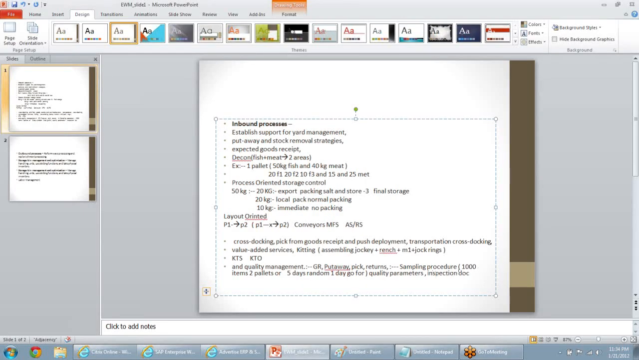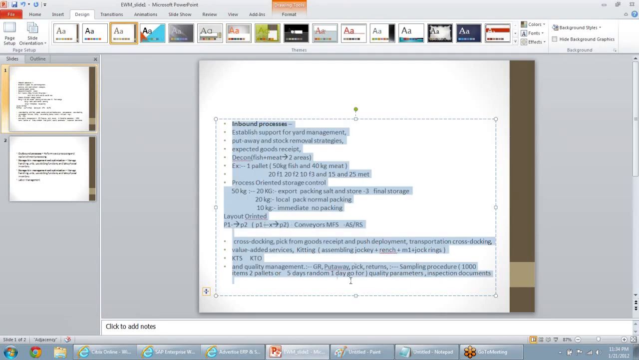That is nothing but called an inspection procedure also. So we should be able to maintain the inspection document with all the standards. These are some of the generic words which I used in the inbound process.